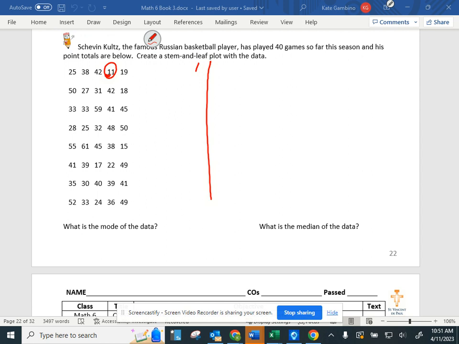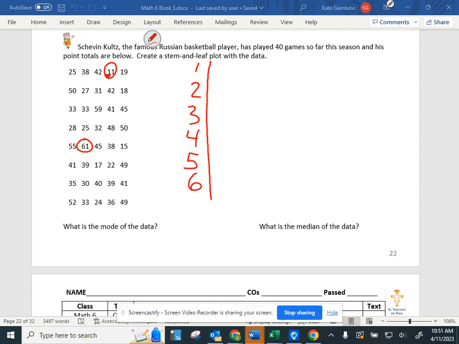Aiden H. 50? 69? No, that's 66. Or 61. Where do you see 66? 61. 61 is the biggest point total that he has. So I know I'm going to go down to the 6. So I'm going to fill in all of my stems in between.